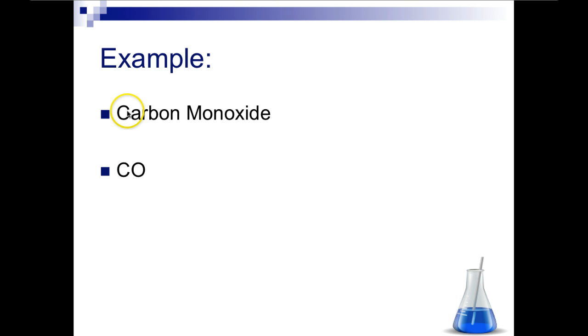Okay, so let's look at this. Carbon monoxide. We have carbon first. There's nothing in front of it, so that tells us that there's one of those. And mono means 1. Oxide is oxygen, so 1 oxygen. So CO is our formula.